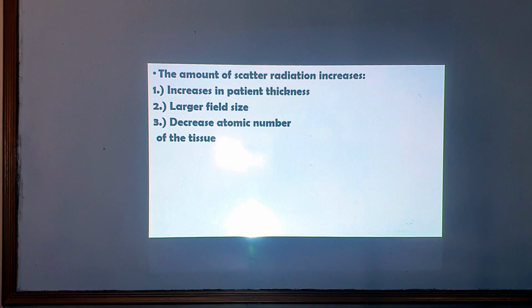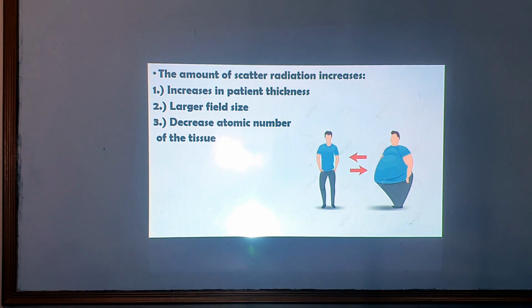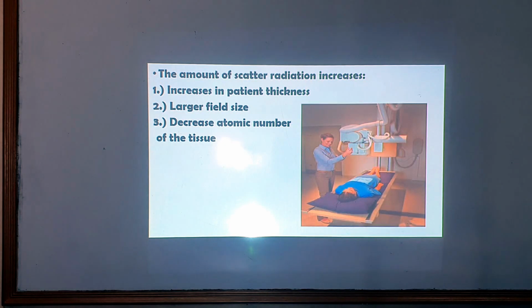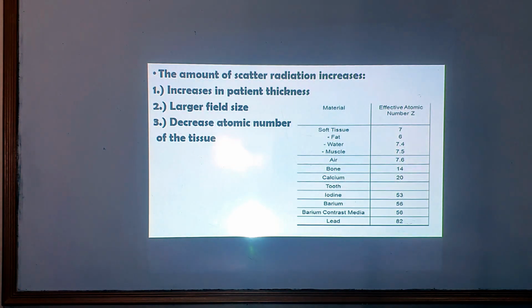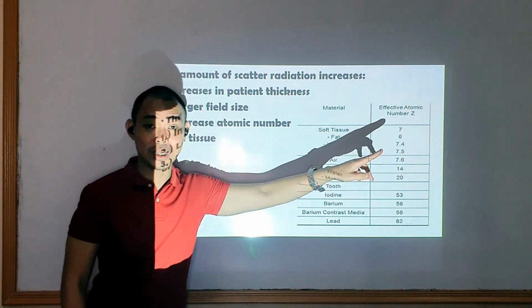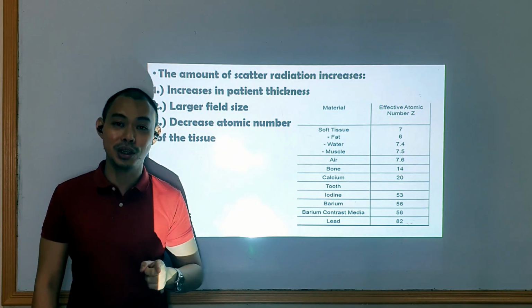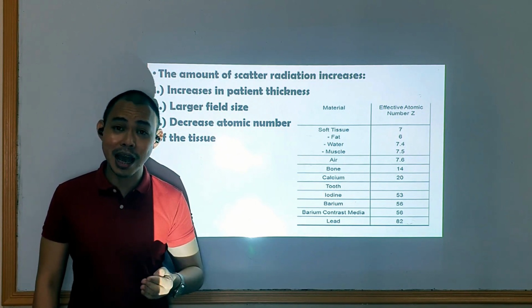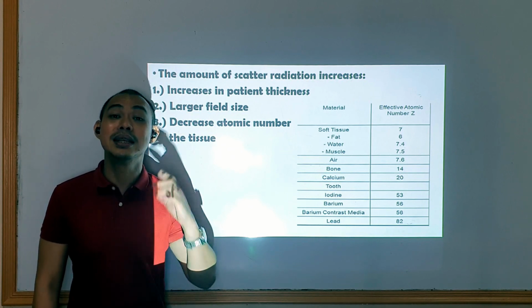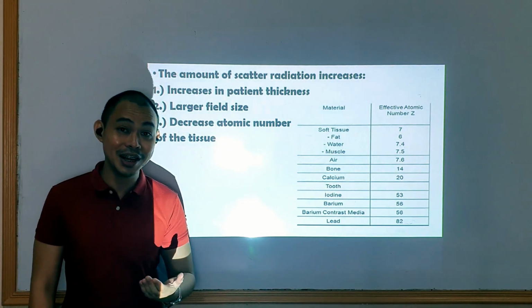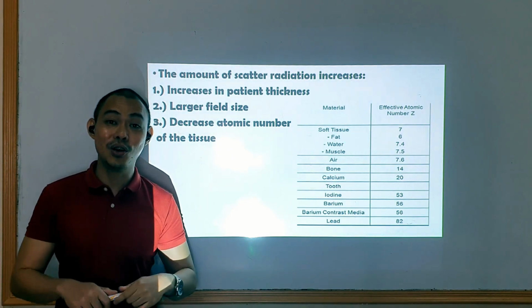So the amount of scatter radiation, guys, increases with your increased patient thickness. It also increases with your larger field size, and scatter radiation also increases with a decrease in atomic number of the tissue. Why? It's because if it decreases from bone to soft tissue, what is the type of interaction that will most likely occur? It's the Compton interaction, right? And Compton interaction comes with a price, that is your scattered radiation. And scattered radiation decreases your contrast.